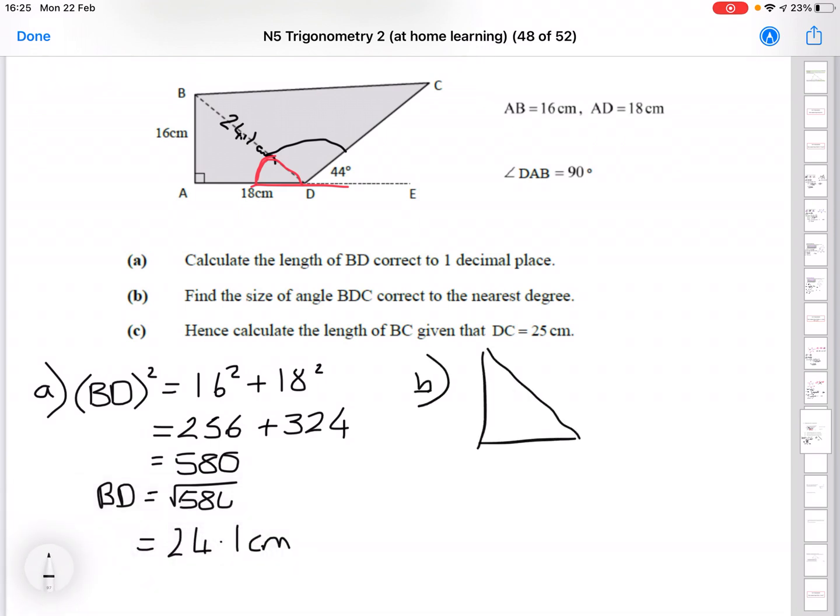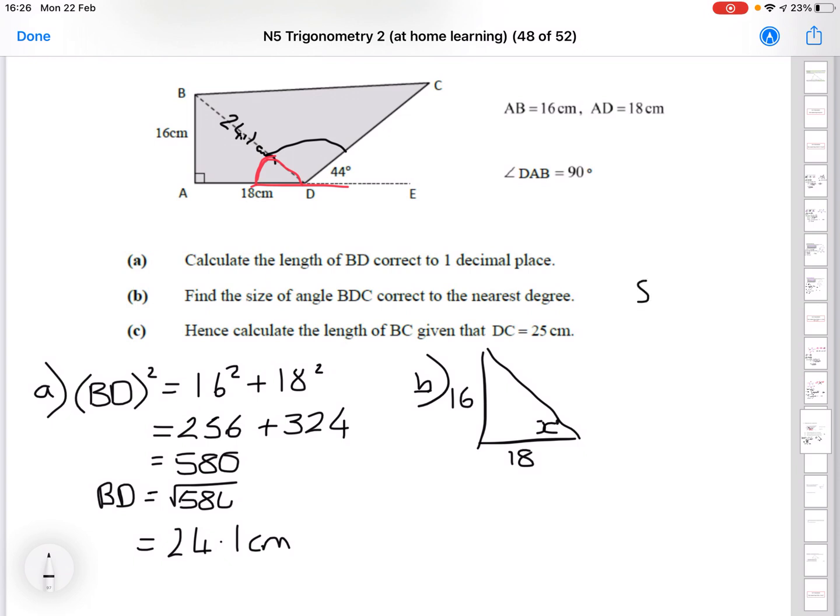out of the diagram, we have 18 at the bottom and we have 16 at the top. So we could just use that and actually just use SOHCAHTOA. We do have the third side, but I'm just going to use those two for now. So in the triangle, the angle we're looking for is this one down the bottom, which is X.